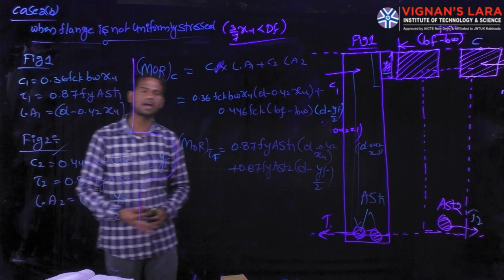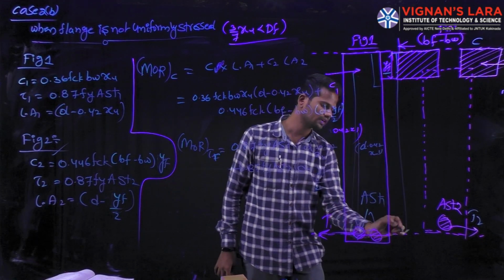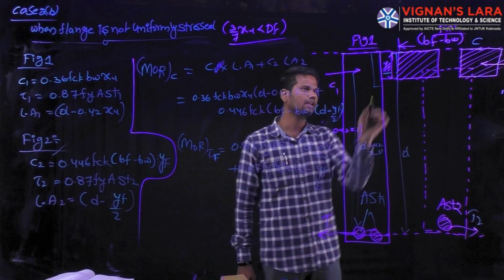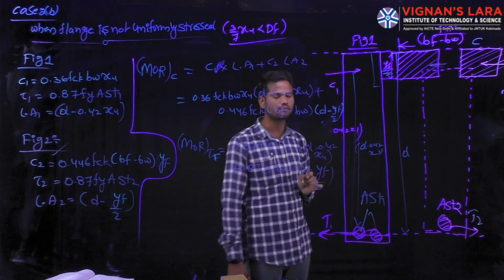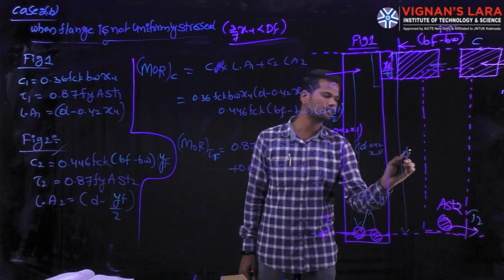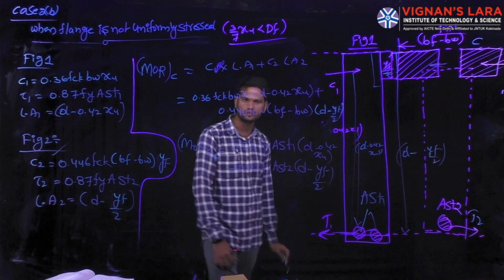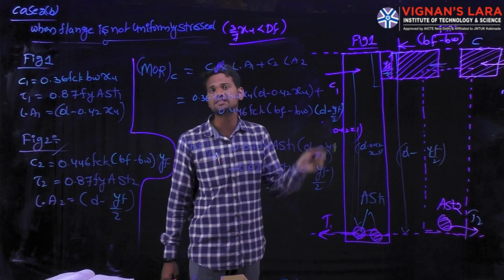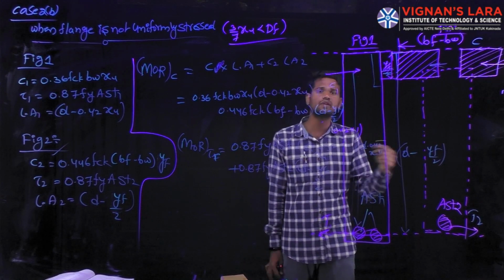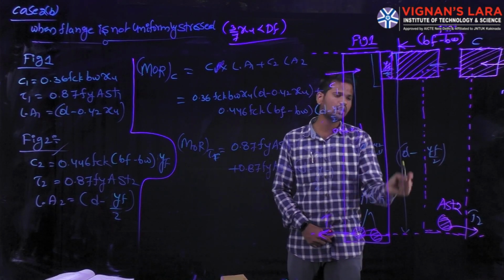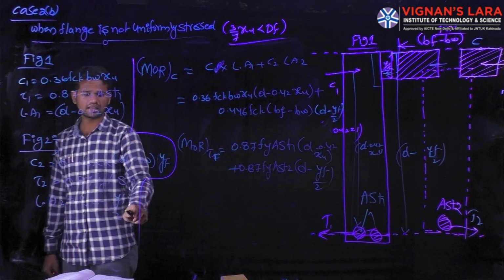Lever arm 2, again we have the total effective depth. From the top of the compression fiber to the central distance of the bar, we have D, and YF by 2 is the central distance of the compressive force acting on the beam. For this the resultant will be D minus YF divided by 2. In the previous condition our block is uniformly stressed, hence we took D minus DF by 2. In the present condition the flange portion is not uniformly stressed, hence we take the YF value, that means D minus YF divided by 2. From this we have calculated the lever arm distance.